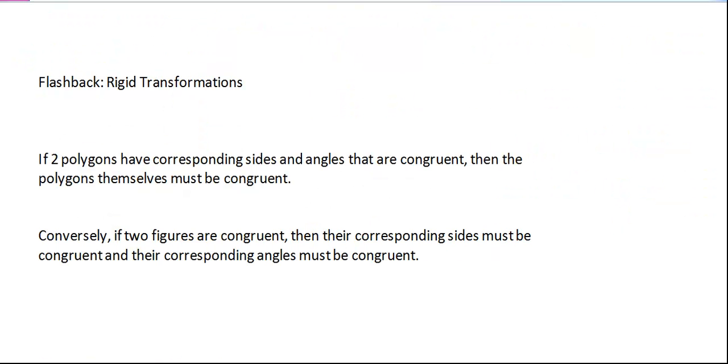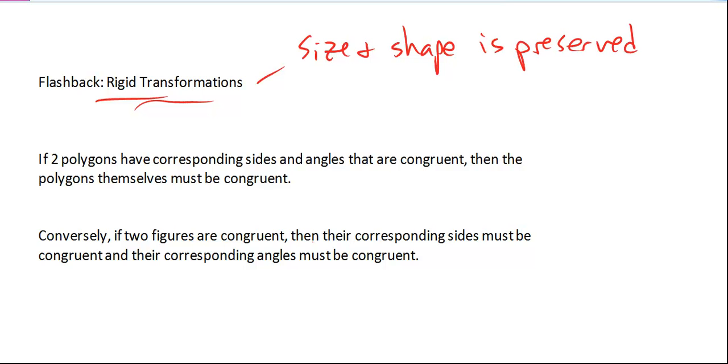Okay, so let's speak a little bit more about what it means for two figures to be congruent. I want to flash us back to what we talked about a couple units ago with rigid transformations. A rigid transformation was a transformation in which size and shape is preserved. That was our definition, and we knew there were three types of these transformations: translations, rotations, and reflections.